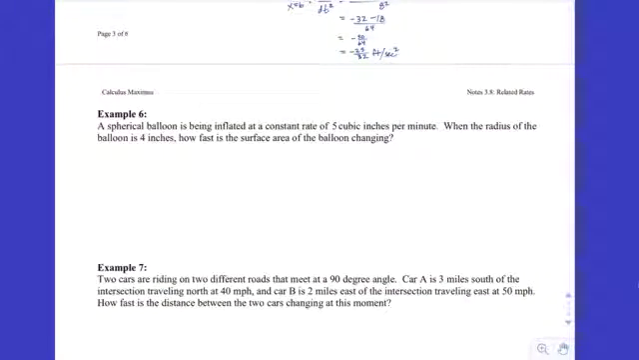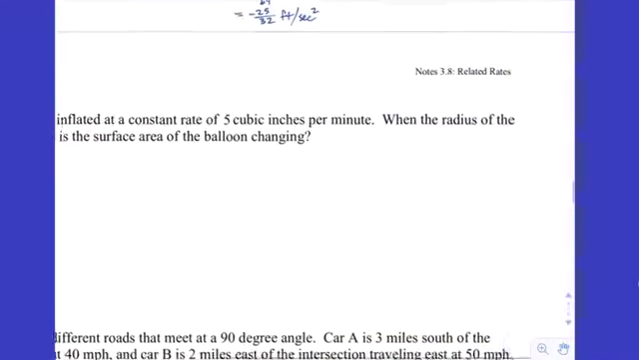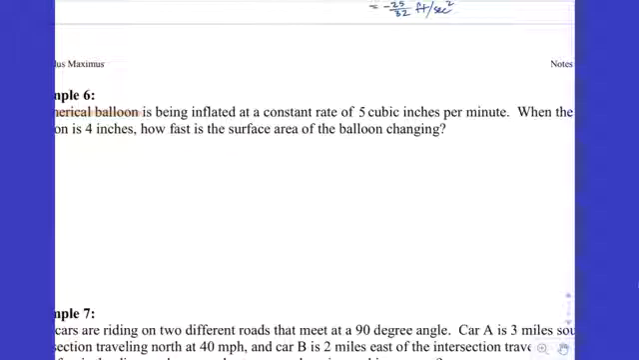Okay. Example 6. This is kind of like what we did to start off the section. A spherical balloon is being inflated at a constant rate of 5 cubic inches per minute. When the radius of the balloon is 4 inches, how fast is the surface area changing? We had that question in the beginning.